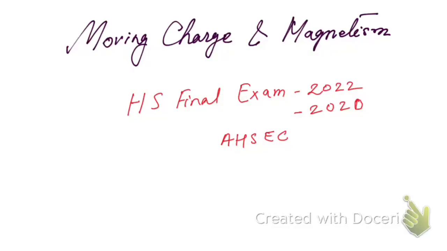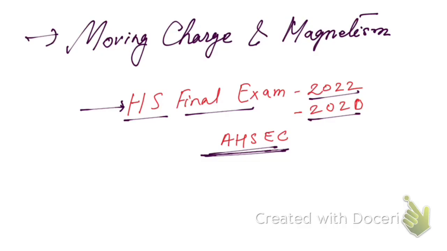Hello friends, here I'm gonna answer the questions of AHS Final Examination 2022 and 2020 under Assam Higher Secondary Education Council of this chapter Moving Charge and Magnetism. 2021 is missing because of COVID.